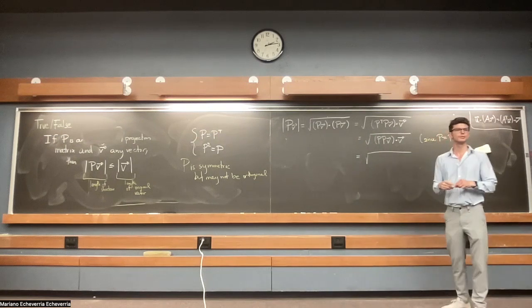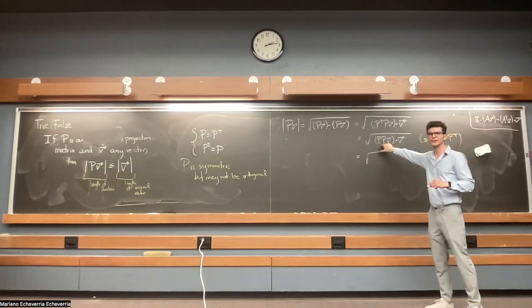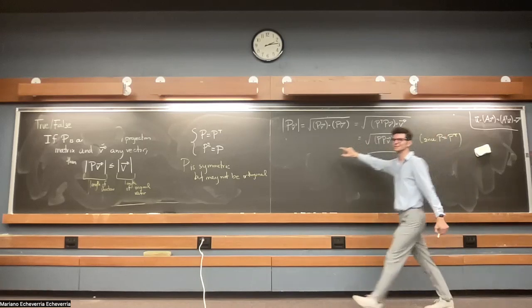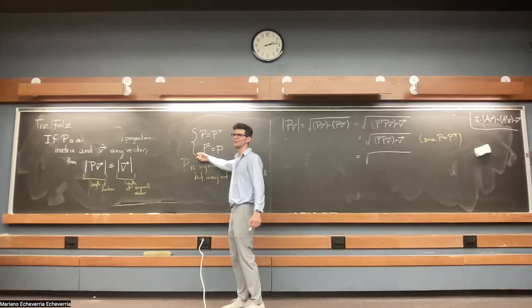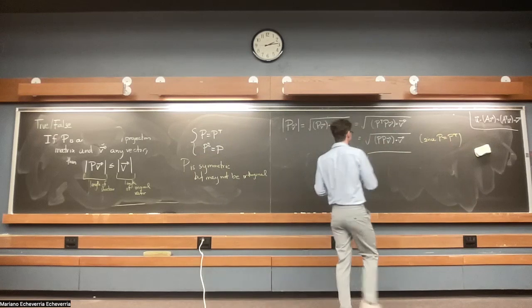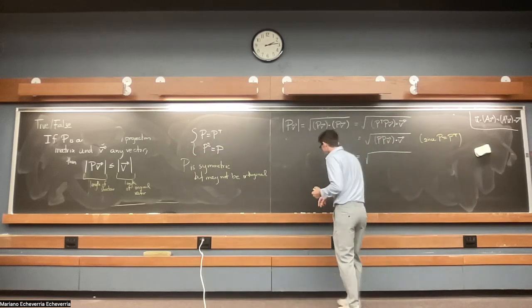Now, what else do I want to use now? I have P squared here, right? But what is P squared for a projection matrix? It's just P. Is that making sense? So I will just replace this P squared with just P.